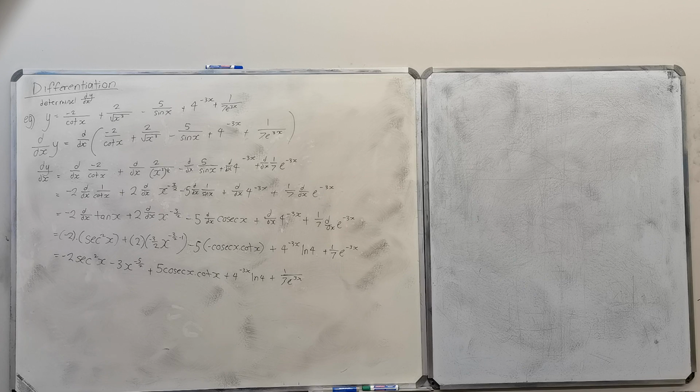But I'm going to check now if that is the solution. If the minus 2 sec squared x is right, the minus 3 to the power minus 5 over 2. Minus 3 over 2 minus 1, because it's minus 1.5 minus 1, which is minus 2.5. They probably made a mistake, right? Minus 5 over 2, that's where it comes from.